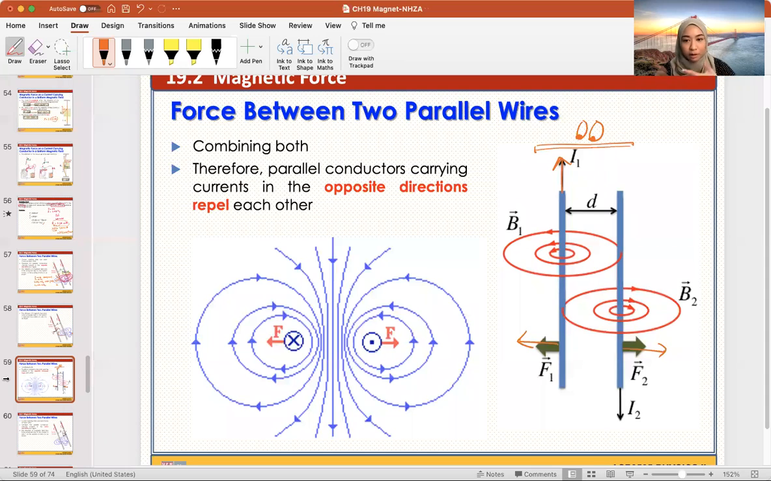Out of the page or into the page, right? So I'm assuming this page is the paper. Okay, so my eye is going out of the page. Out of the page, I'm seeing the tip of the arrow. And this guy is I2 going into the page. I'm seeing the butt of the arrow. So this is the top view.